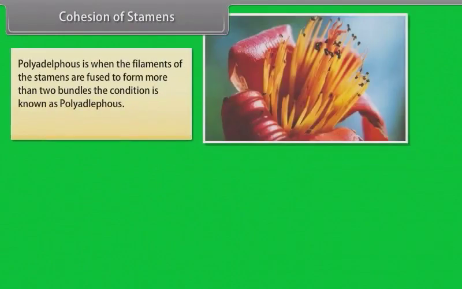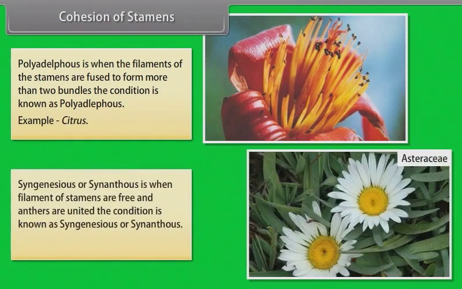Polyadelphous is when the filaments of the stamens are fused to form more than 2 bundles. The condition is known as polyadelphous. Example: citrus. Syngenesious or synantherous is when the filaments of stamens are free and anthers are united. The condition is known as syngenesious or synantherous. Example: Asteraceae.